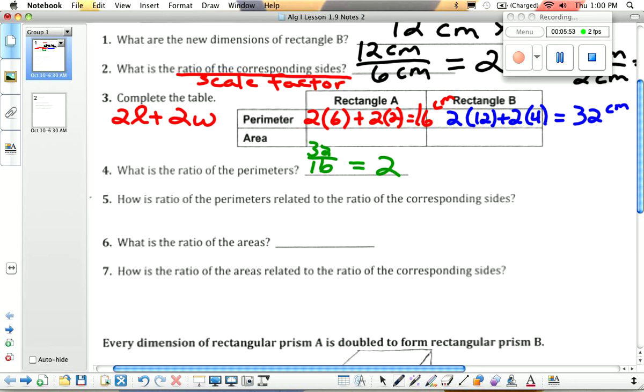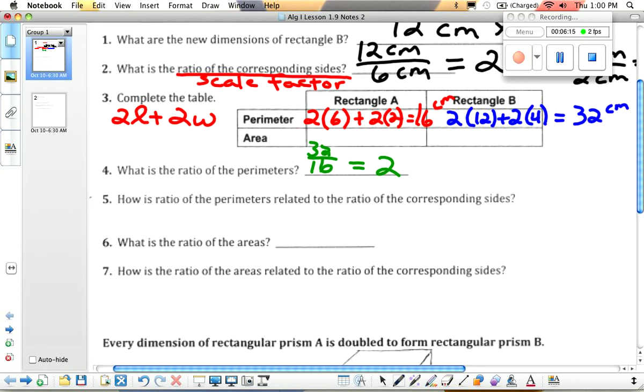So if you double the dimensions, what happens to the perimeter? It also doubles, doesn't it? If you double the dimensions, the perimeter doubles also. Because that's what we took the perimeter of the new one, divided it by the perimeter of the old one, and we got 2, so it doubled, didn't it?